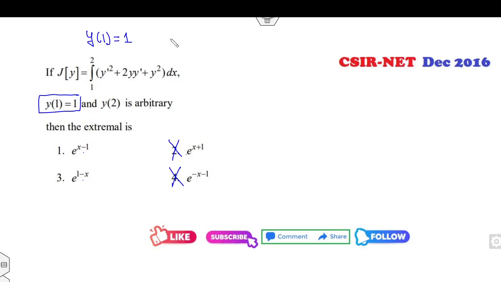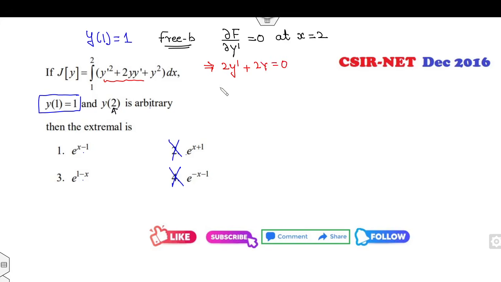Y of 2 is arbitrary. What is the meaning of arbitrary? We can apply the free boundary condition. What is the meaning of the free boundary condition? Del f upon del y dash is 0 at the point x is equal to 2. So can you find the value of del f upon del y dash? It is 2y dash plus 2y is equal to 0 at the point x is equal to 2. That means y dash of 2 plus y of 2 is 0. Fine, this is my second condition, and this is my first condition.